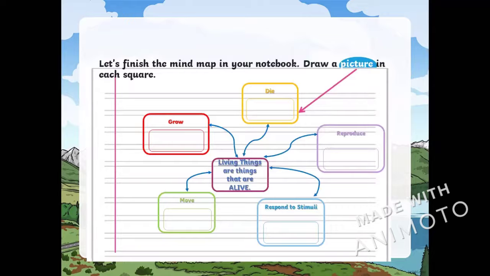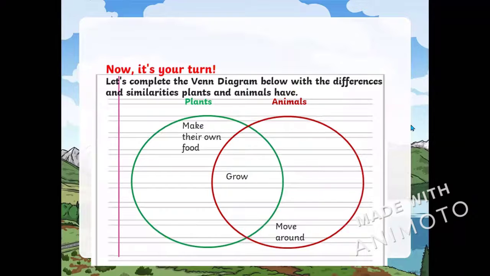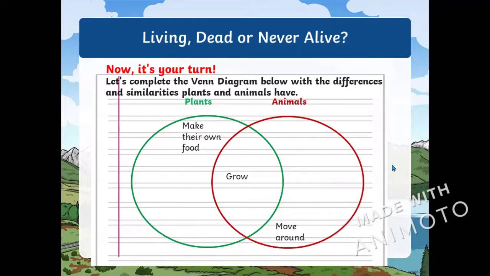So we're going to finish our mind map from last class, and you need to continue with the parts that you were missing. You had grow and move. Now you need to complete it with die, reproduce, and respond to stimuli. Remember that in this square that you have here, you need to draw a picture. Perfect. And we are going to have also this activity for you to work on. Now it's your turn, my friends.